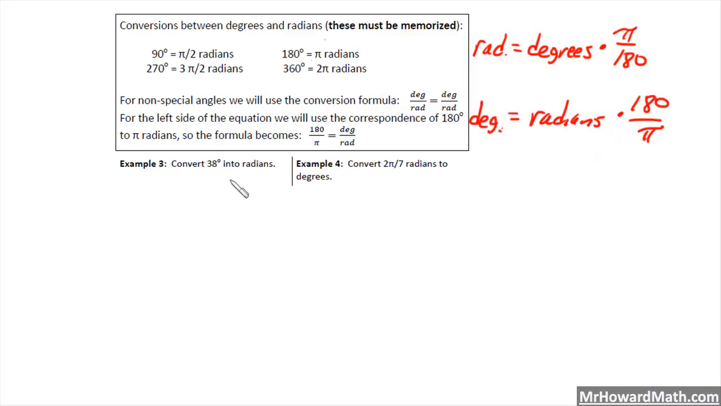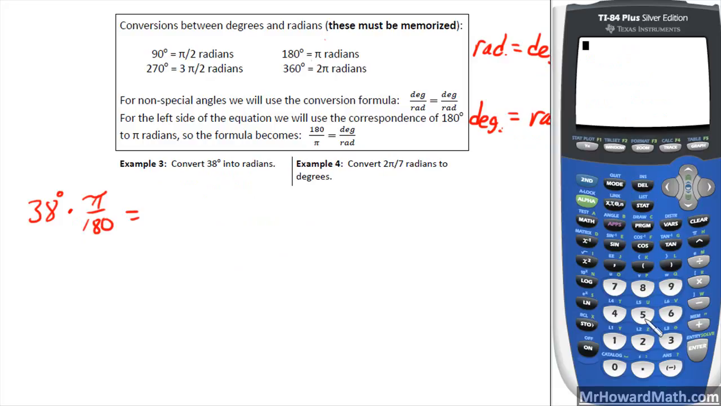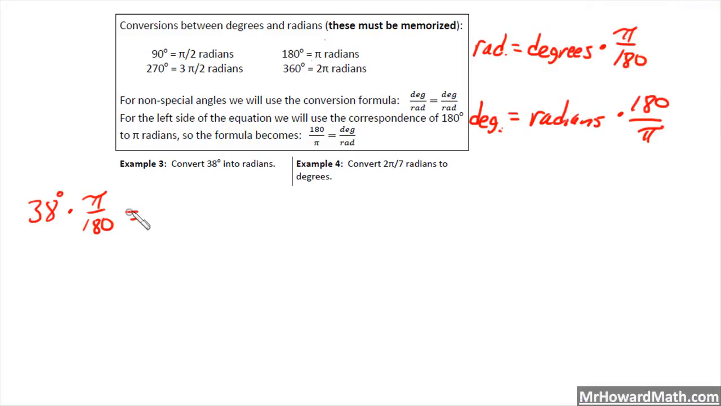So let's apply that. Convert 38 degrees into radians. So we have 38 degrees. So we're going to be using this one right here. So we want radians, so we'll multiply by pi over 180. And if we put that in a calculator, 38 times parentheses pi divided by 180. That will give us a decimal value of approximately 0.663 rounded. So we'll go with that. So 0.663 radians, I'll abbreviate, is the same thing as 38 degrees.